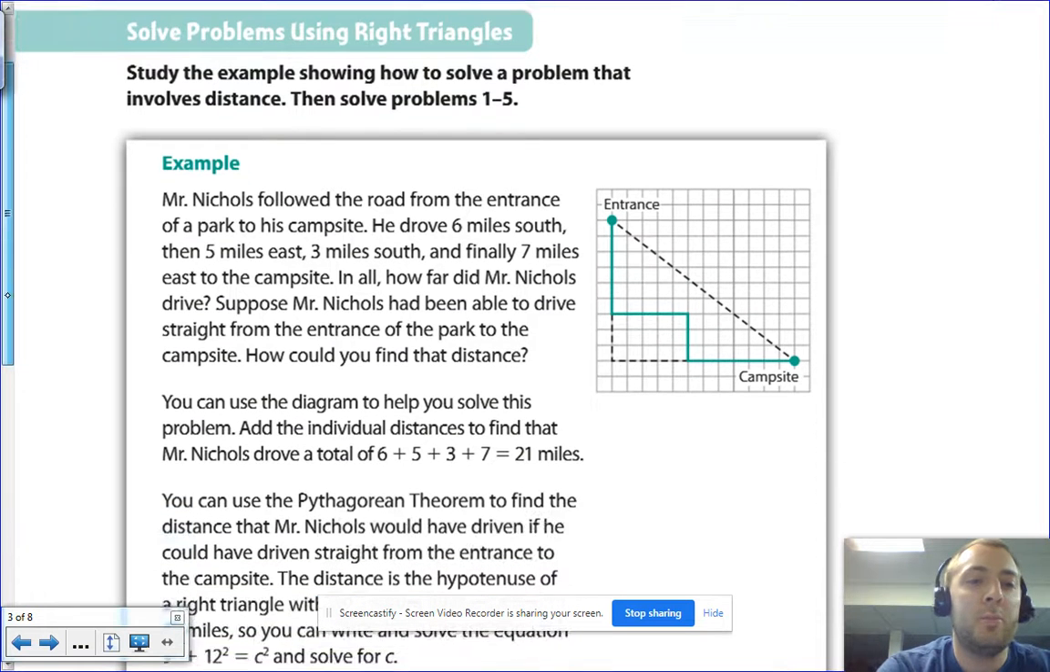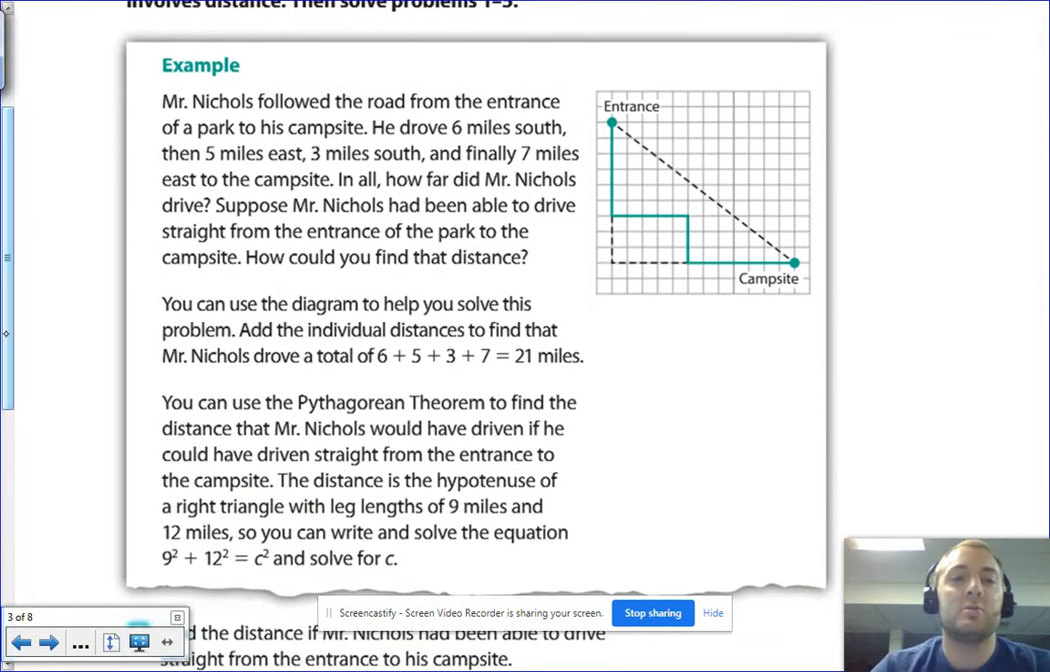The beginning page starts with this example here with Mr. Nichols. It says Mr. Nichols followed the road from the entrance of a park to his campsite. So we're camping here. You can see it's shown with the dotted lines there. But it says he drives 6 miles south. Oh, so that's right here, 6 miles south, going down, and then 3 miles.